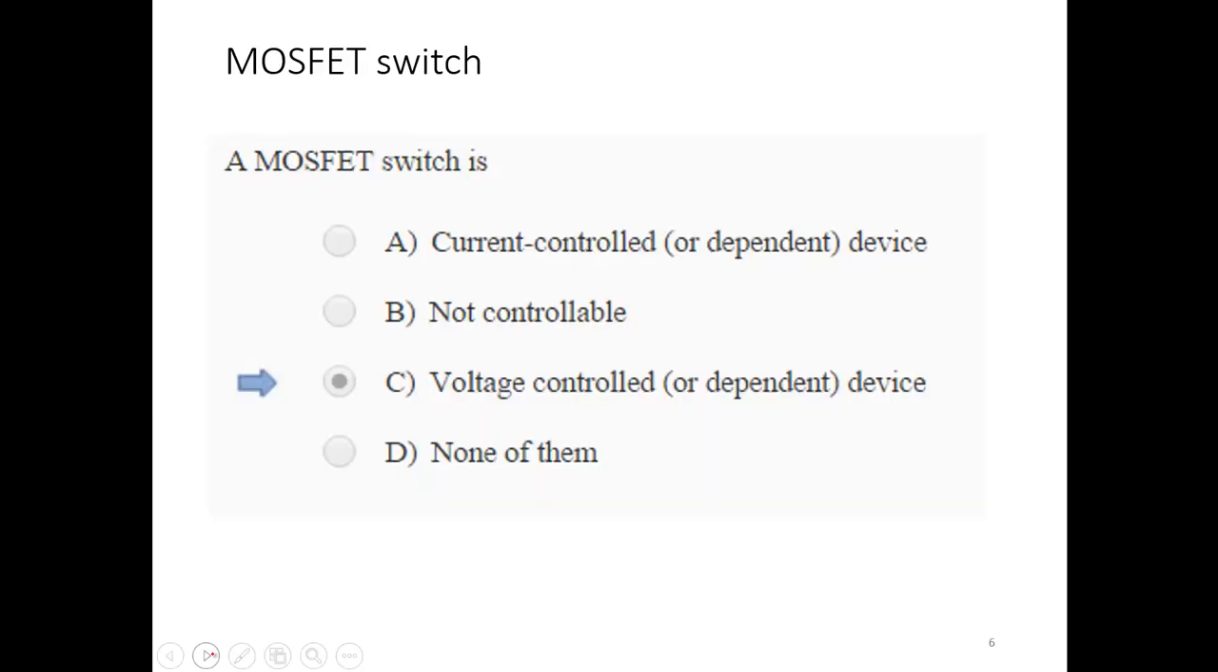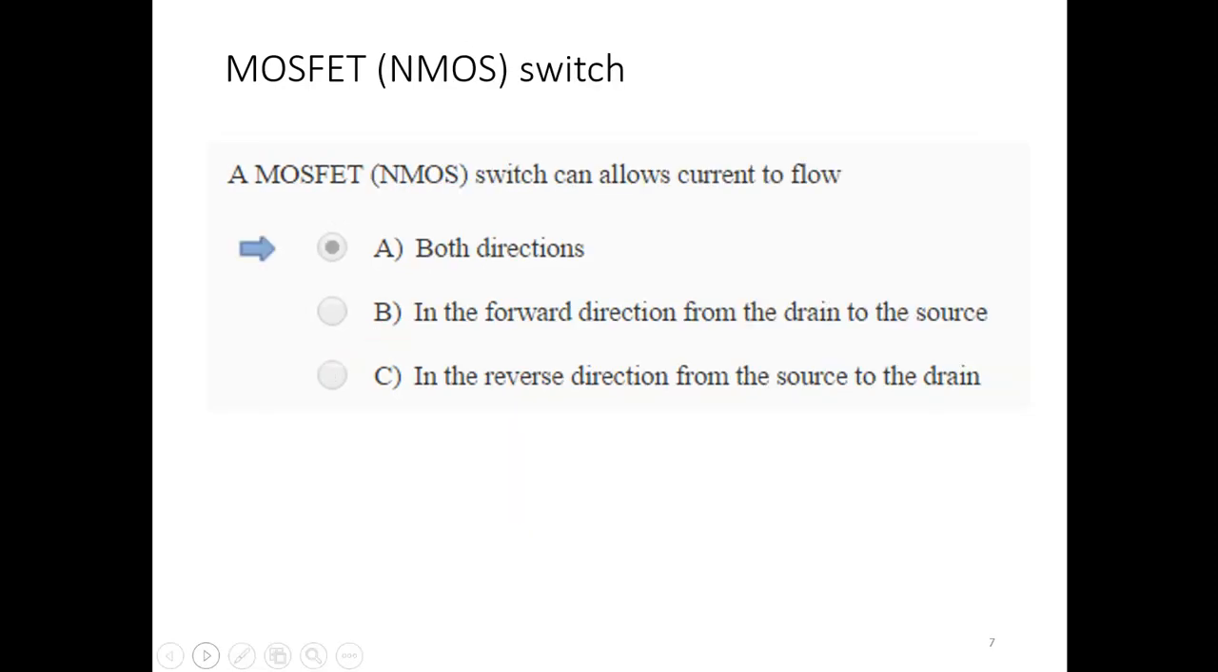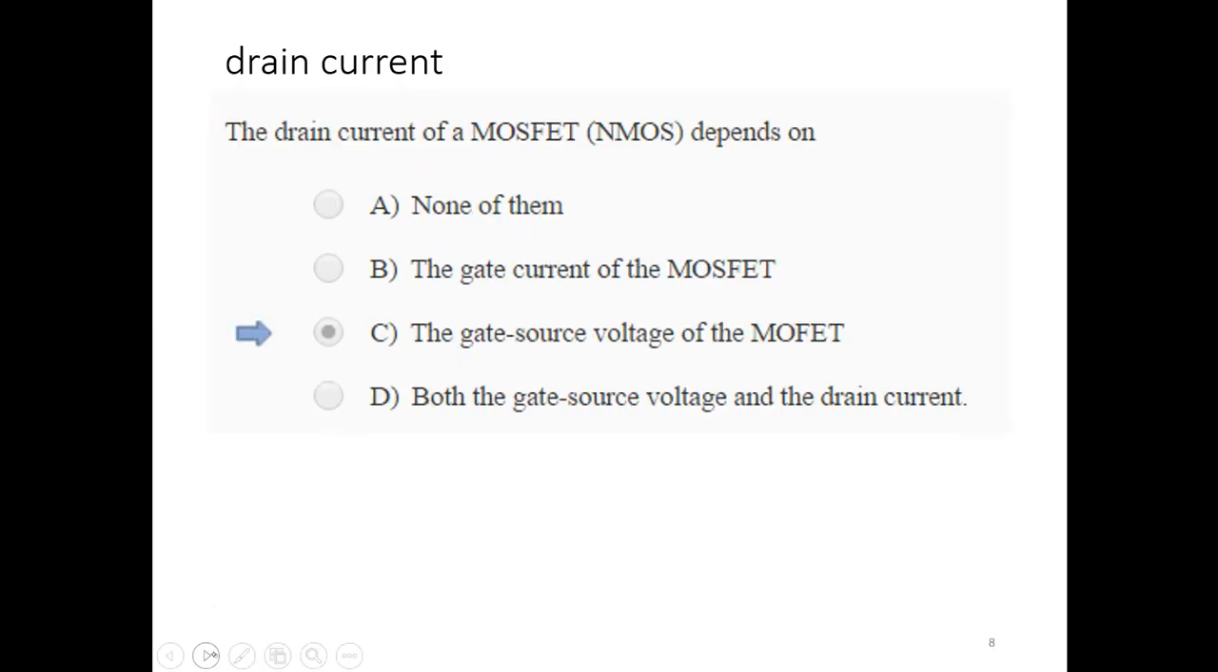Okay, there's a question here. Is a MOSFET switch a voltage dependent switch or a current dependent switch? It is a voltage dependent switch. That's the right answer. Now the next question: can an NMOS switch allow current flow in both directions, only one direction, source to drain, or drain to source? This particular MOSFET allows current flow in both directions unless you stop it, which is different from the bipolar.